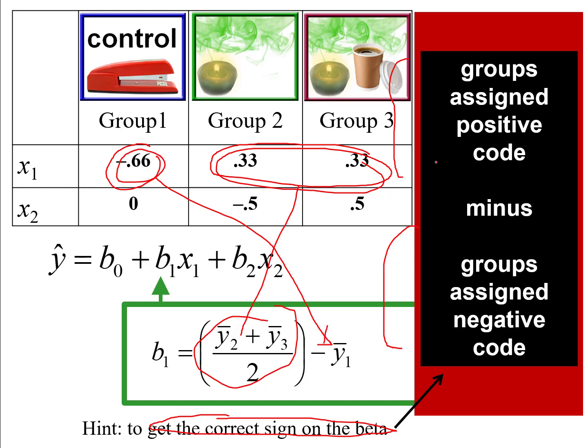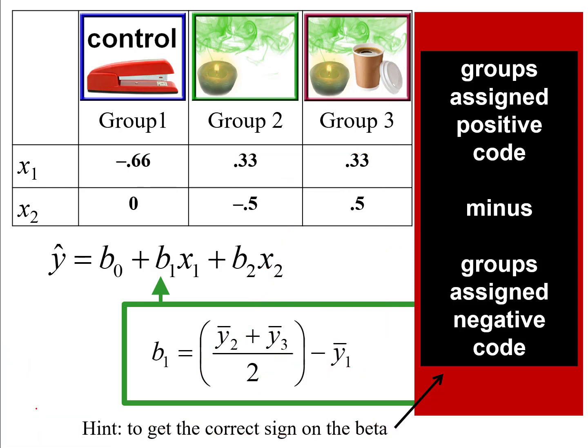So if you follow this rule, take whatever groups were assigned a positive code, that's the first value you put in your equation, minus the groups assigned the negative code, that's the second thing you put in your equation. If it's the positive code groups minus the negative groups, then you will always get the correct sign, which will give you correct answers if you're entering things on Canvas and it pays attention to positive and negative signs.